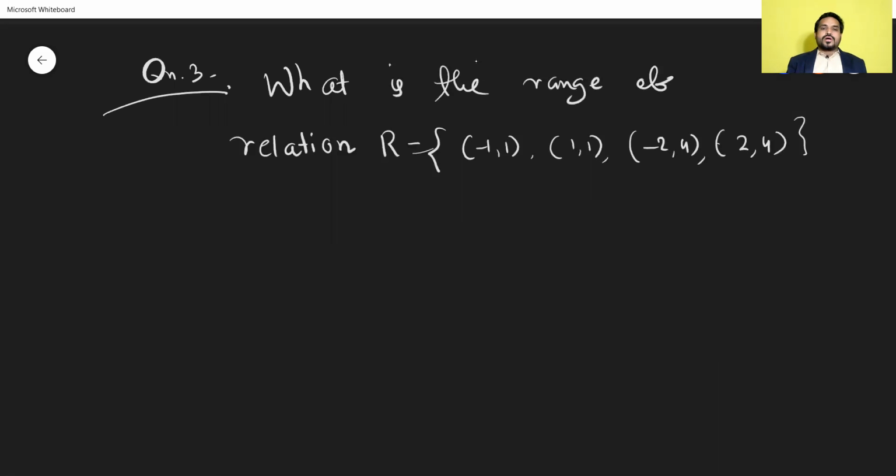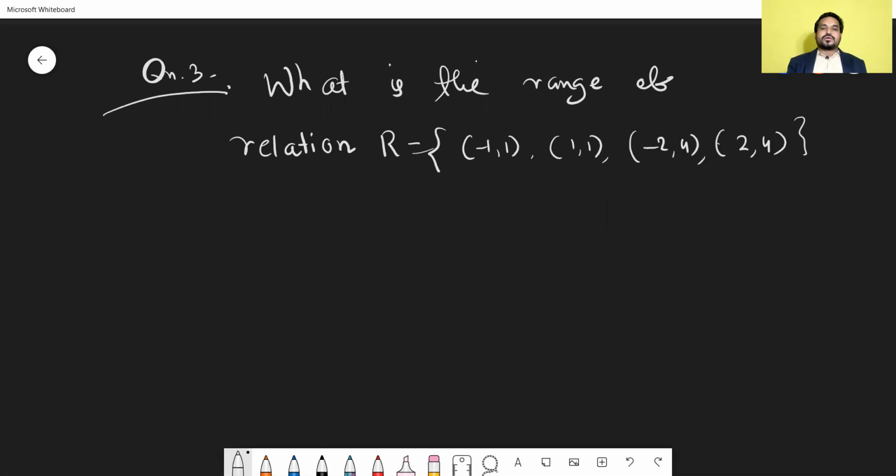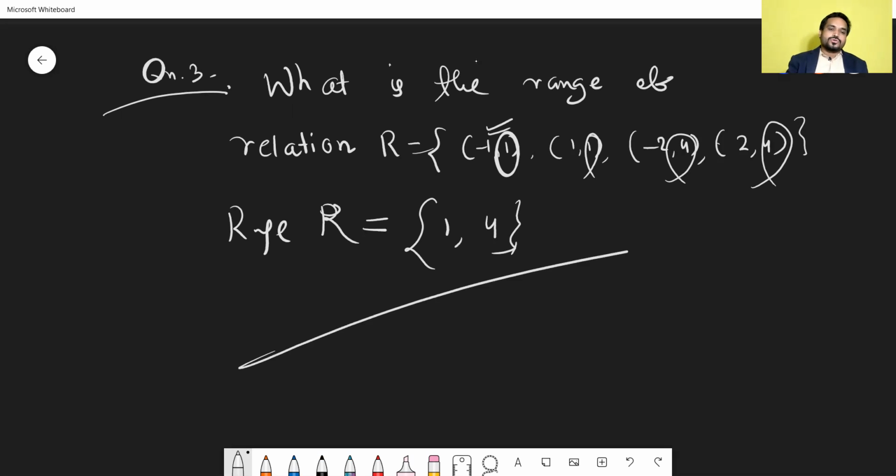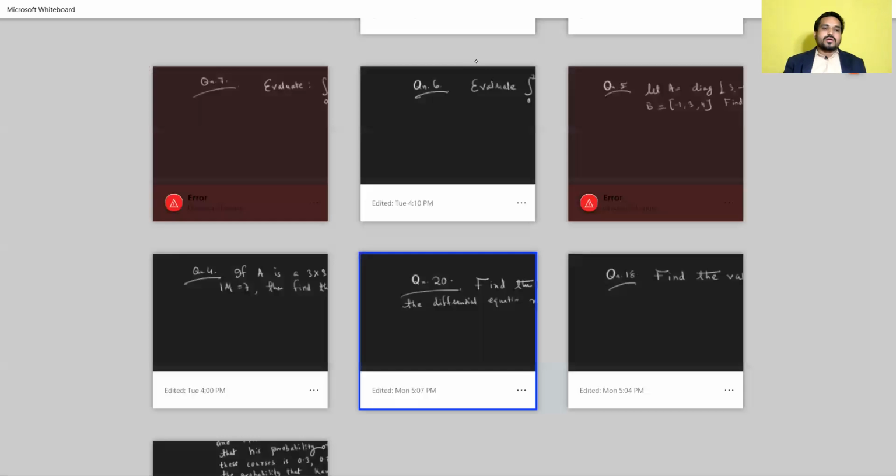In question number 3, what is the range of the relation R = {(−1, 1), (1, 1), (−2, 4)}? So you know, in an ordered pair, the first element is called the domain and the second element is called the range. So students, here the range of R is {1, 4} only. So the answer is 1 and 4 only. So students, this question is also solved. Now come to question number 4.